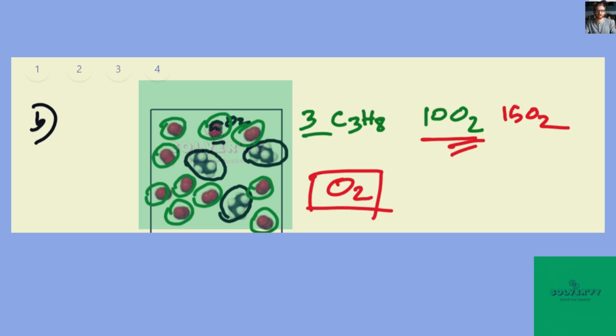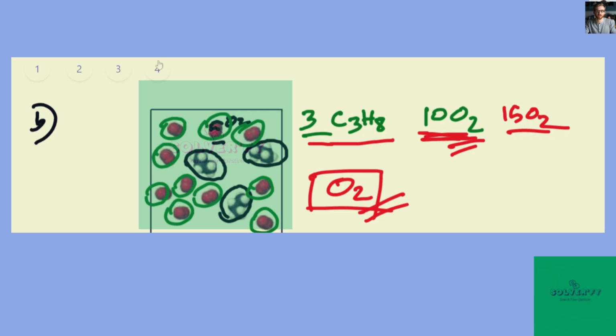Once again, as we have said, the limiting reactant is the reactant which will be consumed completely first in the reaction. And from here we can see, for 3 propane we need 15 oxygen, but we have 10. That means 10 oxygen will be completely consumed at first, and that's why oxygen is the limiting reactant.